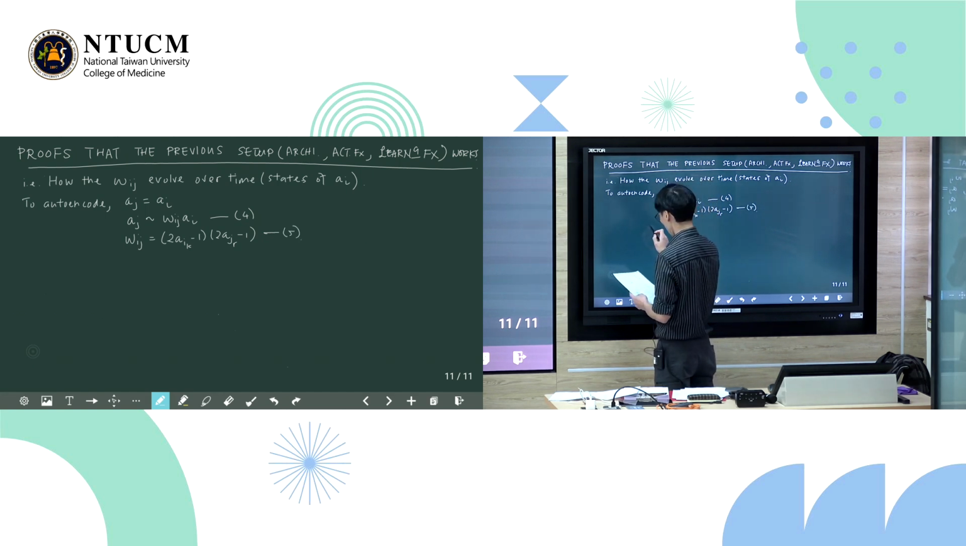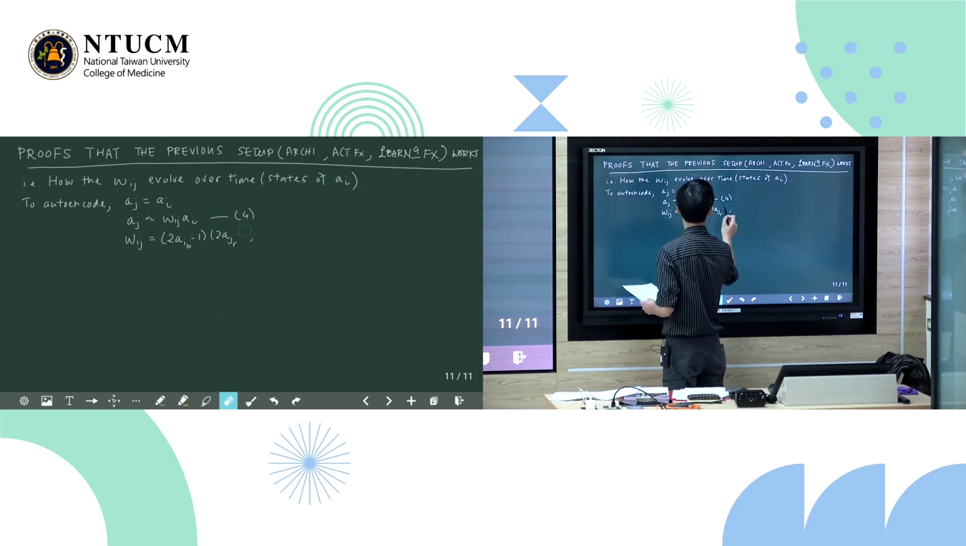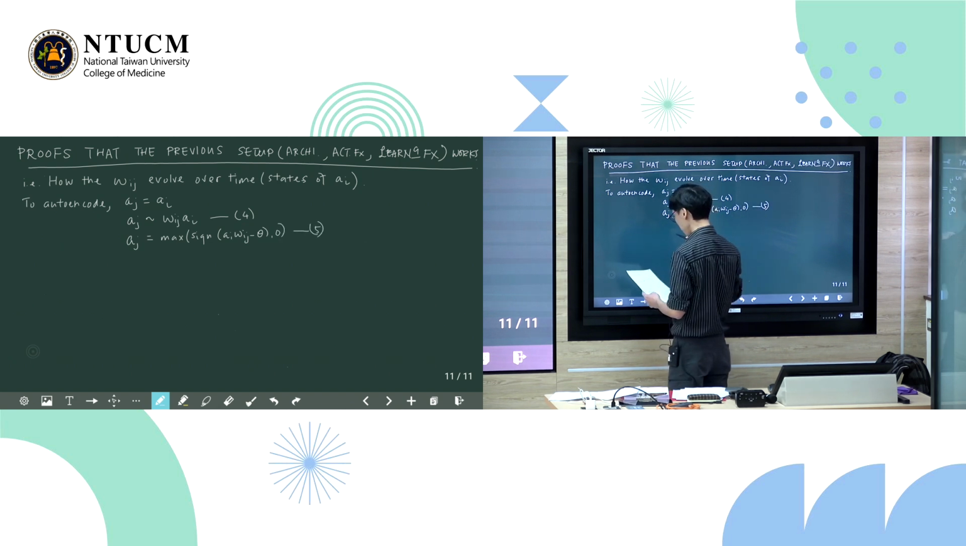Let me introduce this as 5 first. I will develop equation 4, which is also known as, specifically, not just proportionally, but exactly, the max of the sign of, okay, that is the binary ReLU function.